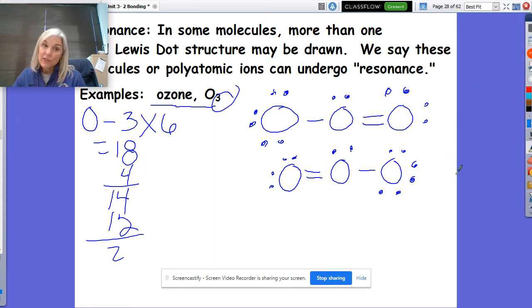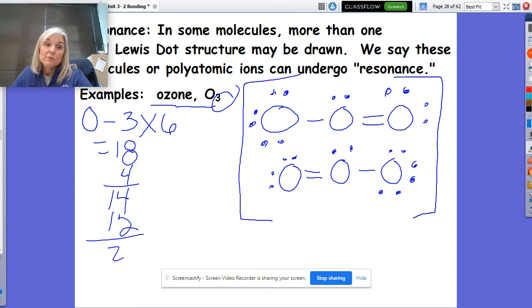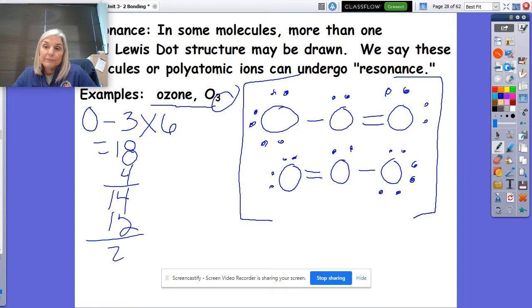And here's the other thing that you'll have to do. Whenever there is a resonance, you have to put it in brackets. Sometimes you can have 3 ways to draw it, but this one only required 2 ways. So draw it both ways and then put your brackets. So let's do another example.